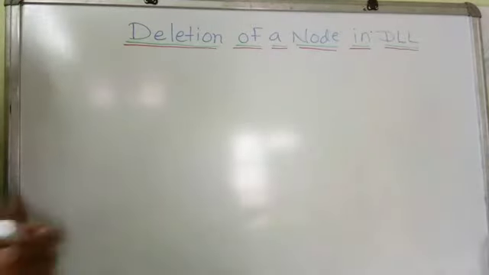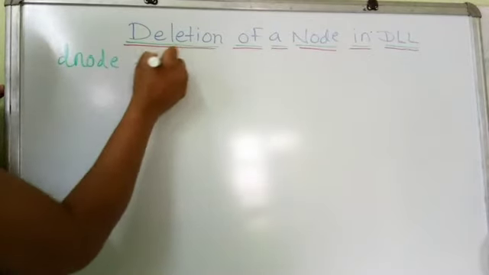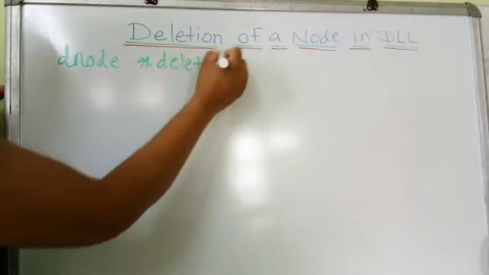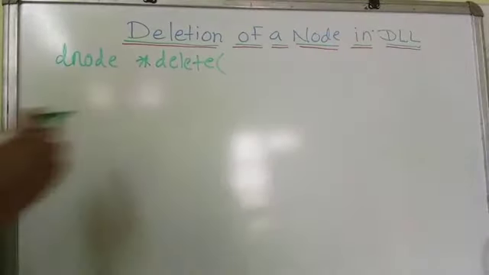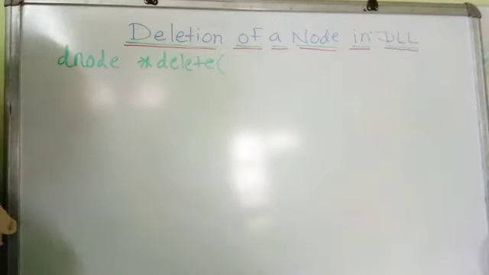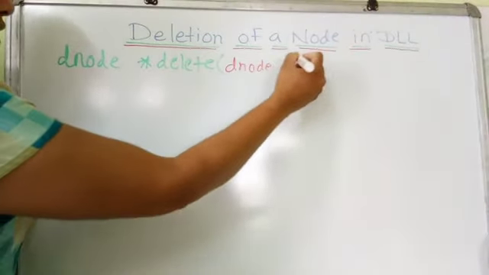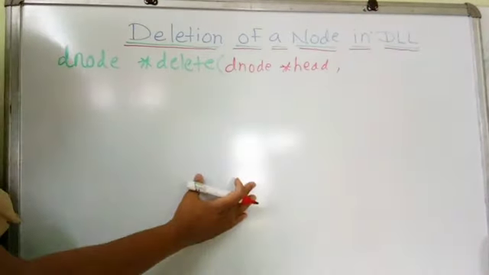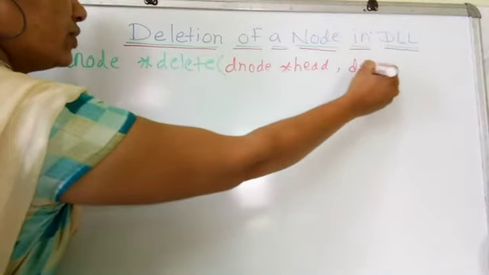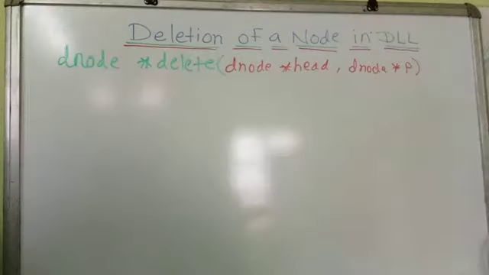For that, we will take the conditions like D node star delete. Means we will take one function that is having the return type D node, then write down its function name, then simply take the parameters like D node star head. D node star head means the previously created linked list, and accept one node that is the D node type star p from the user to delete it from a linked list.